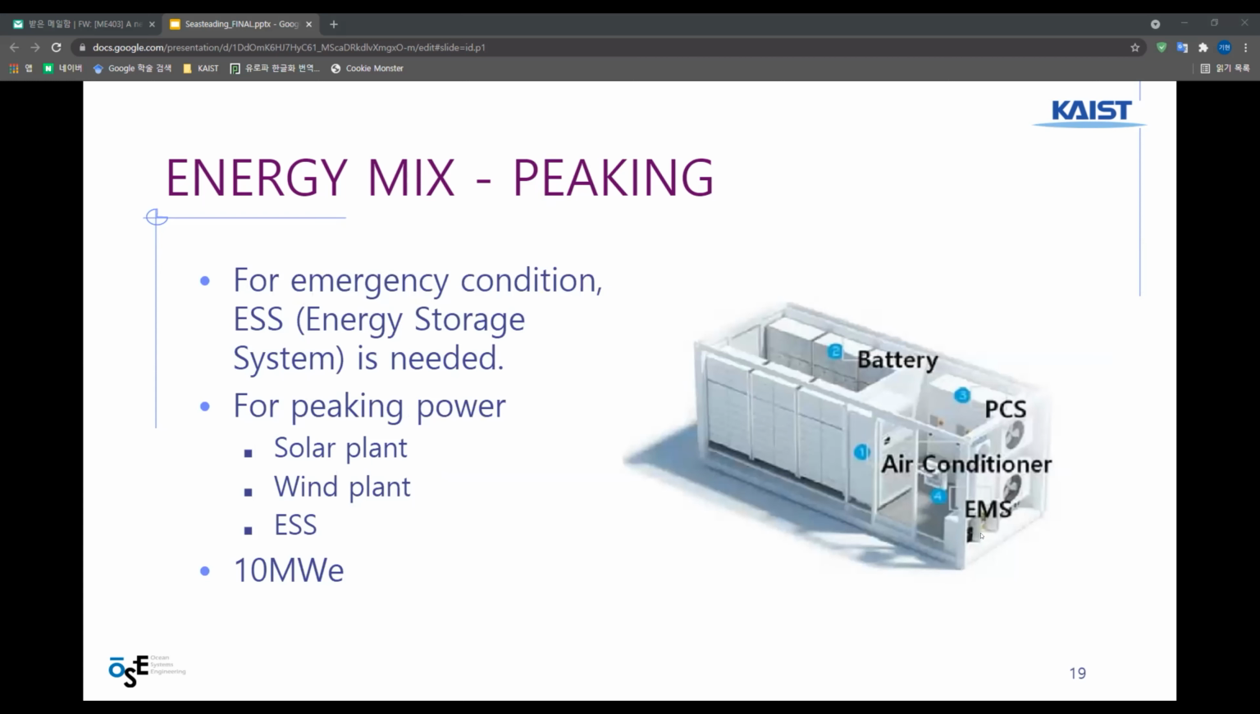Also, for emergency conditions such as rainy seasons and cloudy days, an ESS, energy storage system, is needed. So a combination of 10 megawatt electricity scale solar power plants and wind power plants with a sufficient amount of ESS is enough for our system's peaking power solution.